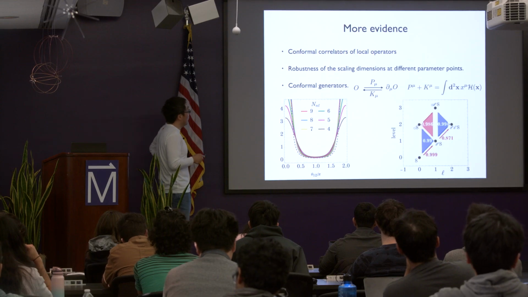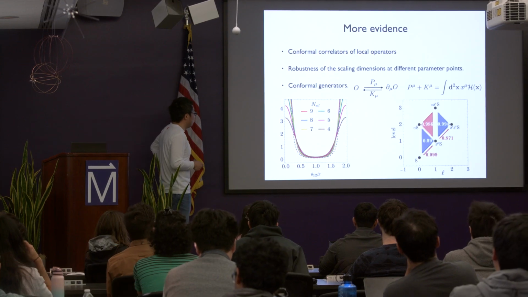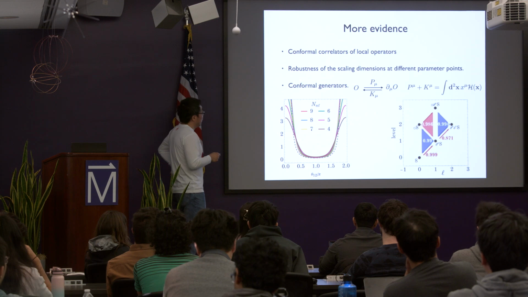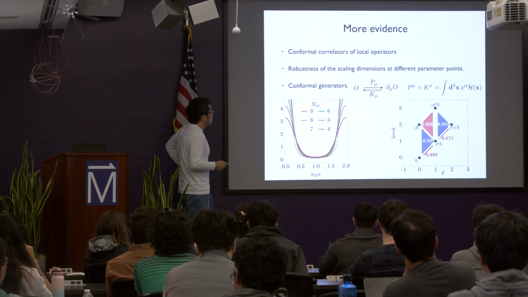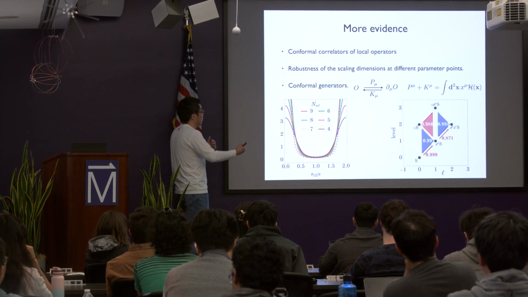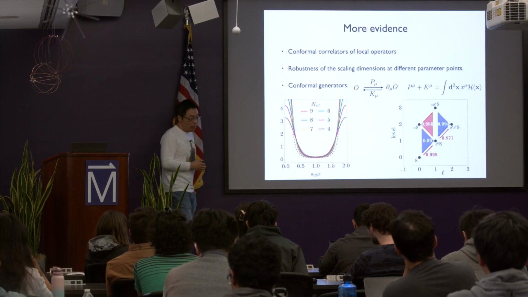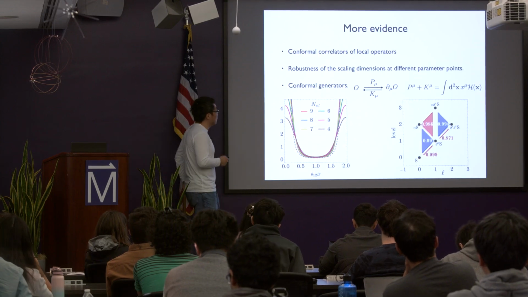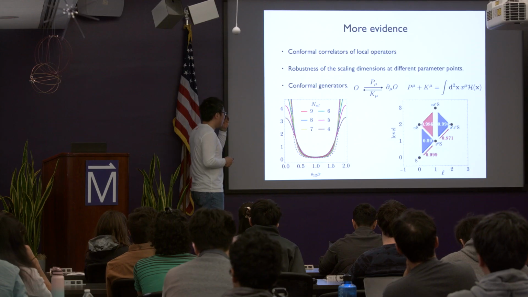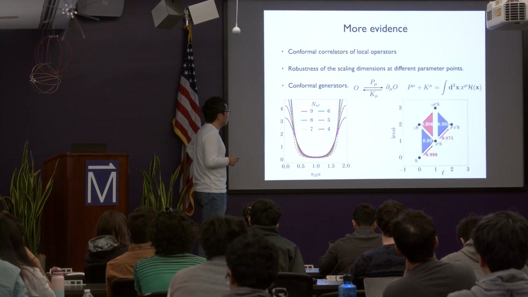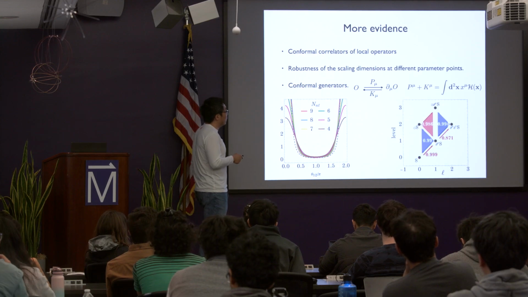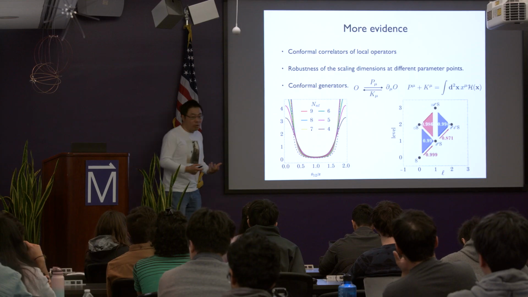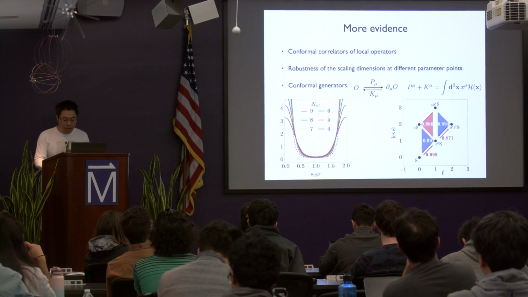Like the conformal correlators, which I also showed for Ising, and we also find that the scaling dimensions are pretty robust as we change, let's say, add more interactions and so on, to see how it depends on those interactions. And most importantly, we can construct those so-called conformal generators and then apply them to check the conformal algebras. Yeah, all those things are consistent with CFT.